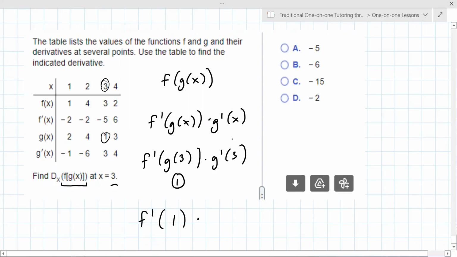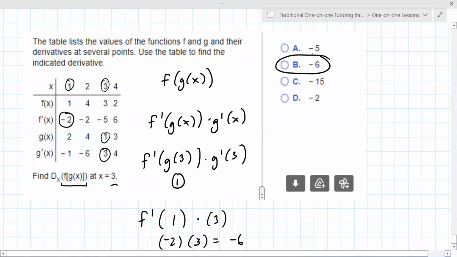G prime of 3, well, there's 3 again, and we want g prime. Oh yeah, it's 3. It just so happens to match up with the numbers. F prime of 1, you go to where x is 1 and go down your list. Oh, that's -2. So this is -2 times 3, which is -6. And thank goodness it's there, otherwise it'd be a tough one.